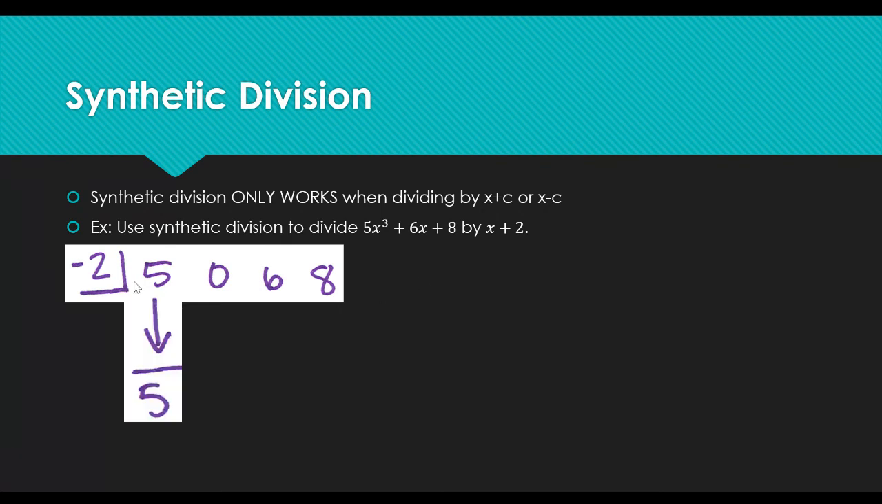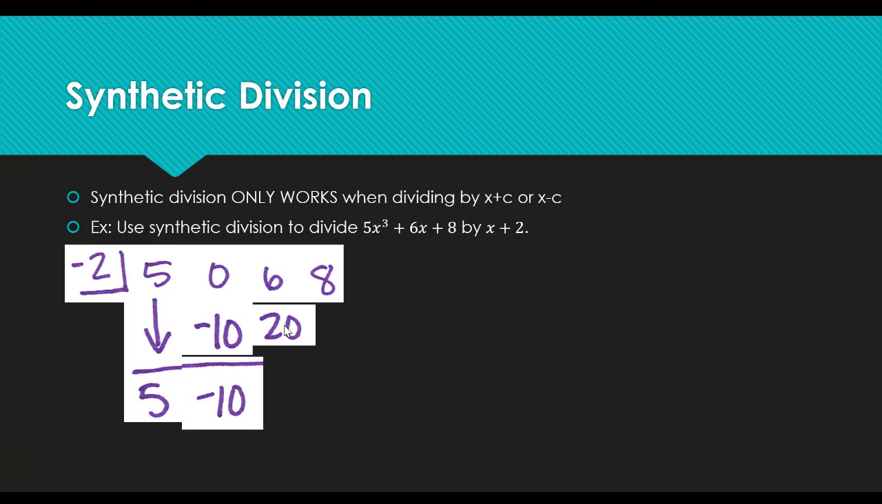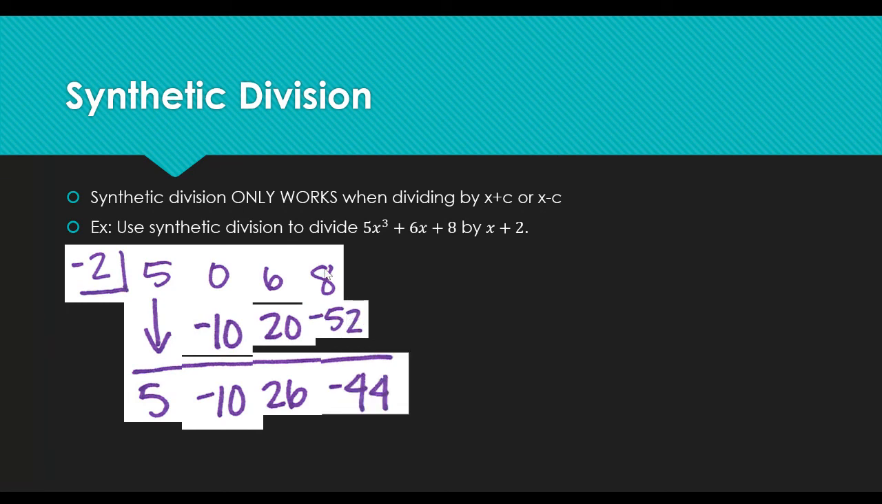The first thing I'm going to do is just drop that 5 down. First step, always just drop that front number down. And then we multiply. We take that 5 times -2 and put it right here under the 0, -10. And from here, it's just add, multiply, until we get to the end. So 0 plus -10 is -10. -10 times -2 is +20. 6 plus 20 is 26. Times -2 is -52. Plus 8 is -44. And that's it. We're done.